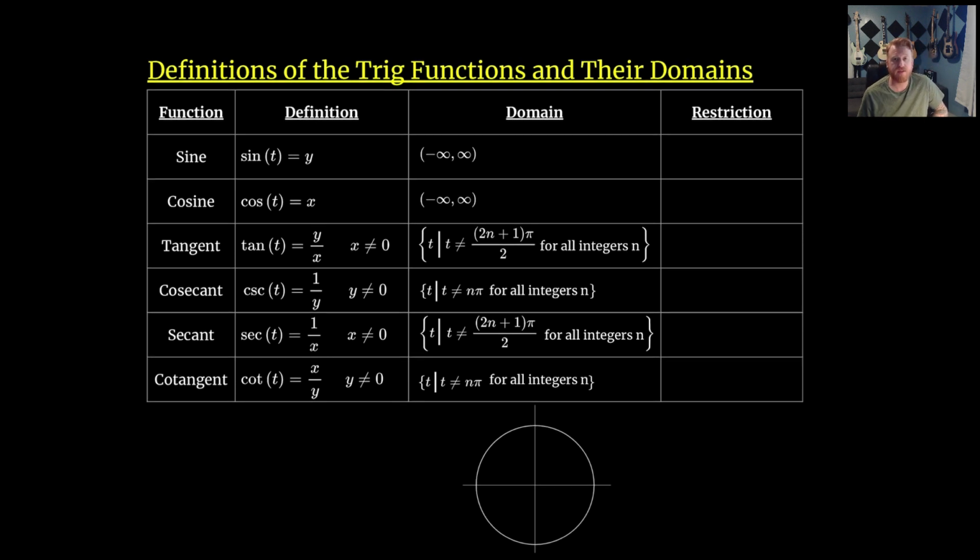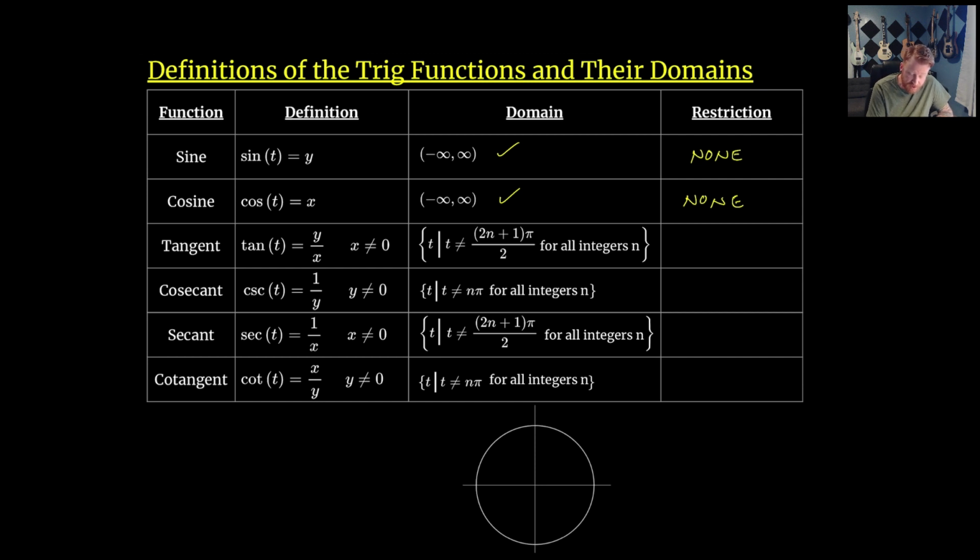So we looked at the domains for the sine and the cosine last time, and we made some sense of that. So I'm just stating those here, that the domain for the sine and cosine functions is all real numbers. So there are no restrictions for those. The other ones are written in this very mathy notation, and so that's what this restriction column here is for, so that we can think about what's going on here.